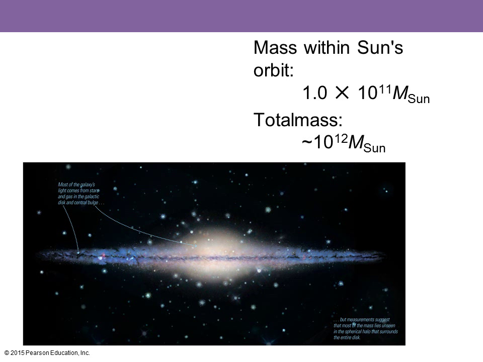So the mass within the Sun's orbit appears to be 1 times 10^11 solar masses, and the total mass seems to be about 10^12 solar masses. So the difference between the two is at least 10 times. So something else must be making up that difference.